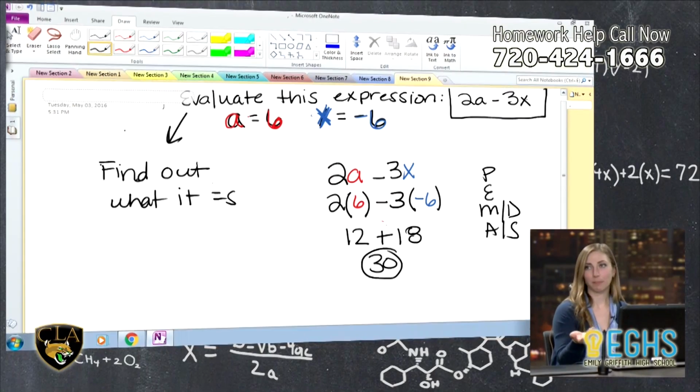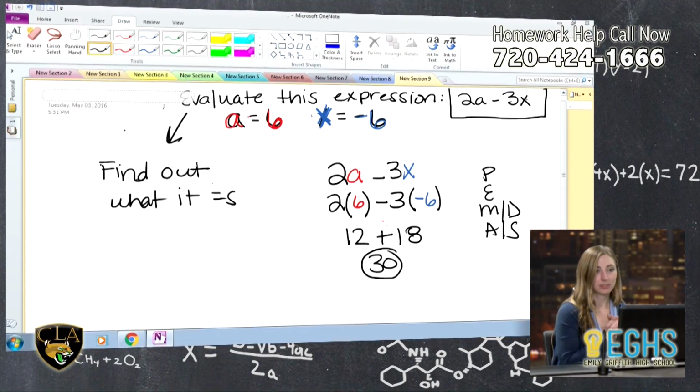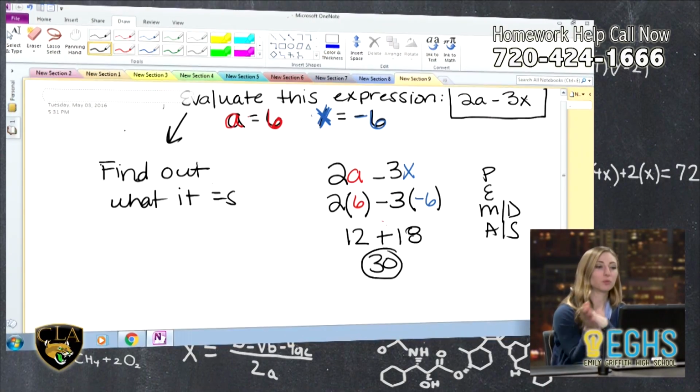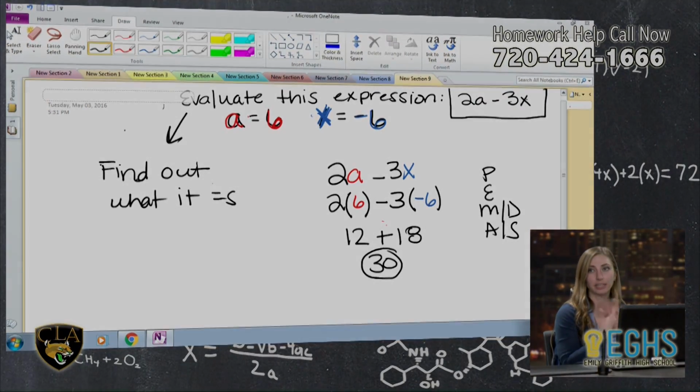So this is an example now. I'm sorry if the expression I picked was not your expression, but since we were missing that part of our question, I wanted to still show you how it's done. You're just going to replace your variables with the numbers that they equal and use your order of operations to simplify. And that's what evaluate means.